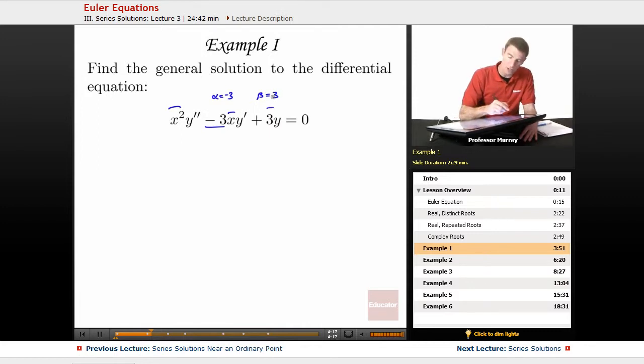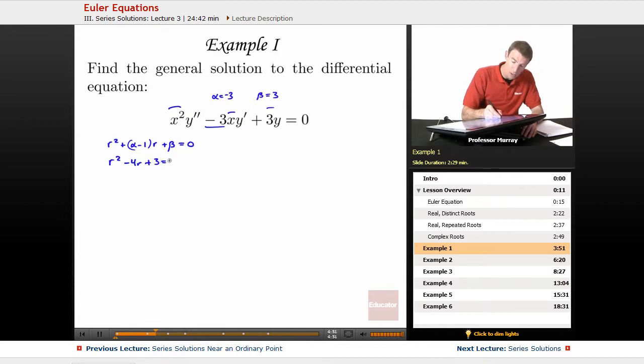And remember, the characteristic equation is always r squared plus (alpha minus 1) r plus beta is equal to 0. So that's the equation that you always solve for r. And so in this case, we have r squared. Now, alpha is negative 3, so alpha minus 1 is negative 4. So this is actually minus 4r, and beta is 3, plus 3 is equal to 0.